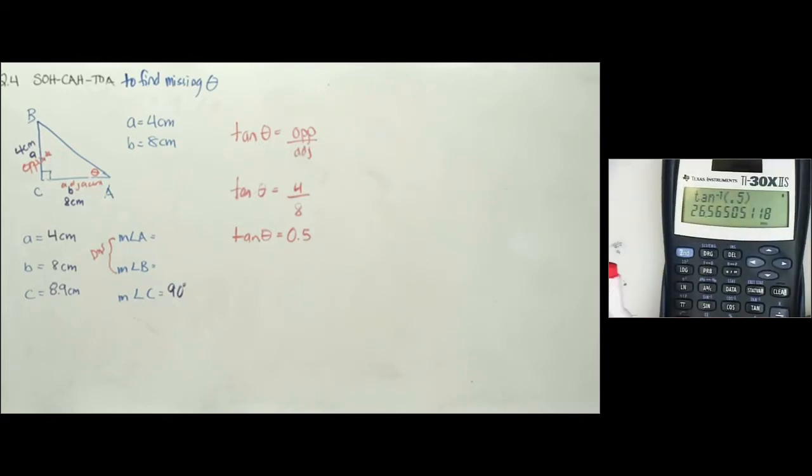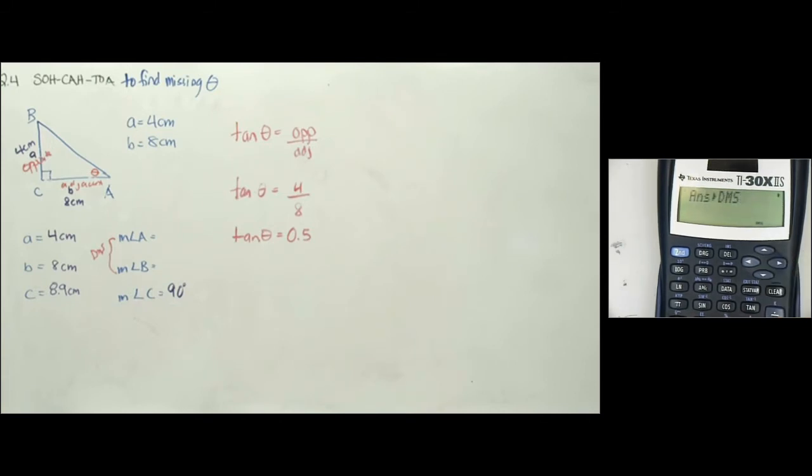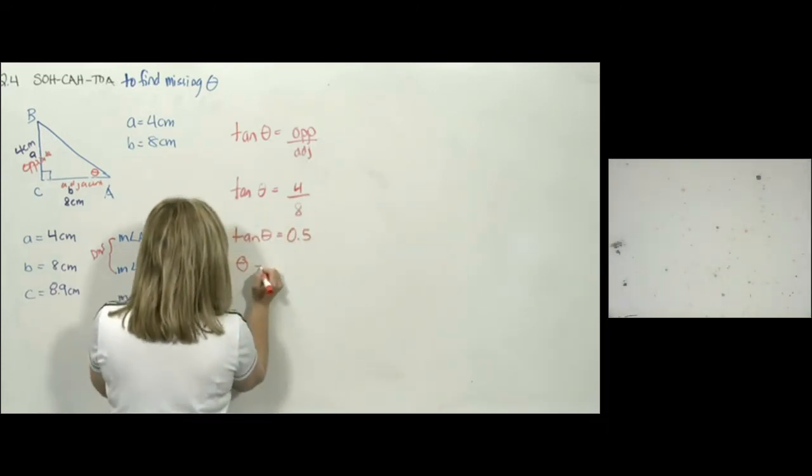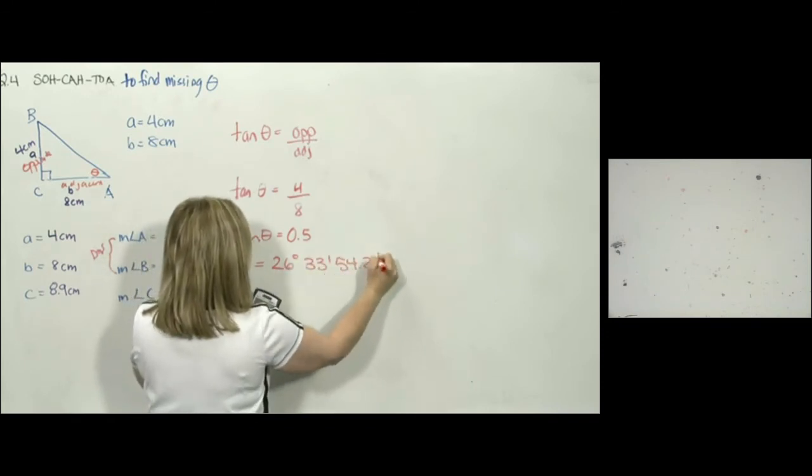On the TI, 30. Here's my angle. I'm in degrees. This is a decimal, so this is DD form, decimal degrees. How do I get it in DMS form? I hit my button. I arrow all the way to the right. Oh, I missed it. I did it again. There I am, DMS. I hit answer, change to DMS, I get the same thing. Okay, now on the 30, the decimal doesn't go as far as it does on the Pro. It's okay. So this angle measurement, you would write theta equals 26 degrees, 33 minutes, 54.2 seconds.